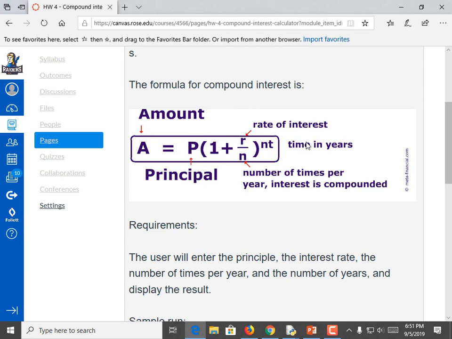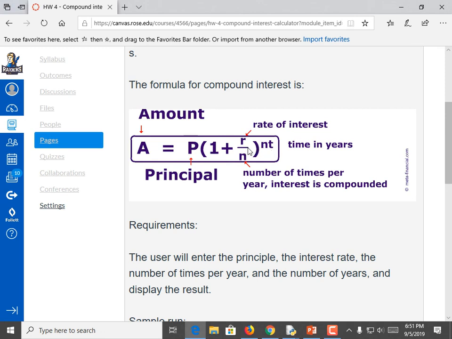And then there's a formula for calculating the amount, the ending amount, based on the starting amount, the interest rate, like 0.10 for 10% or 0.5 for 50%, followed by N, the number of times per year, which is usually monthly, right? So that's usually going to be a 12, to the power of N times T.